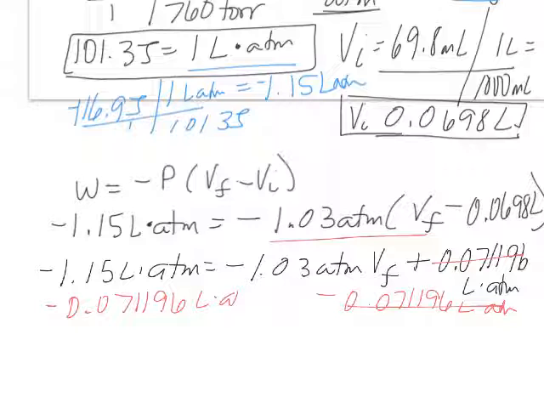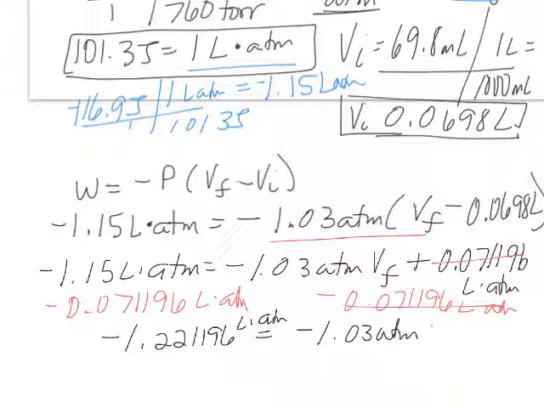And remember, they have the same units. That's why we took the time to do that. And so negative 1.15 minus 0.071196 equals negative 1.221196. We round at the end, liters times atmosphere, equals negative 1.03 atmospheres times VF.